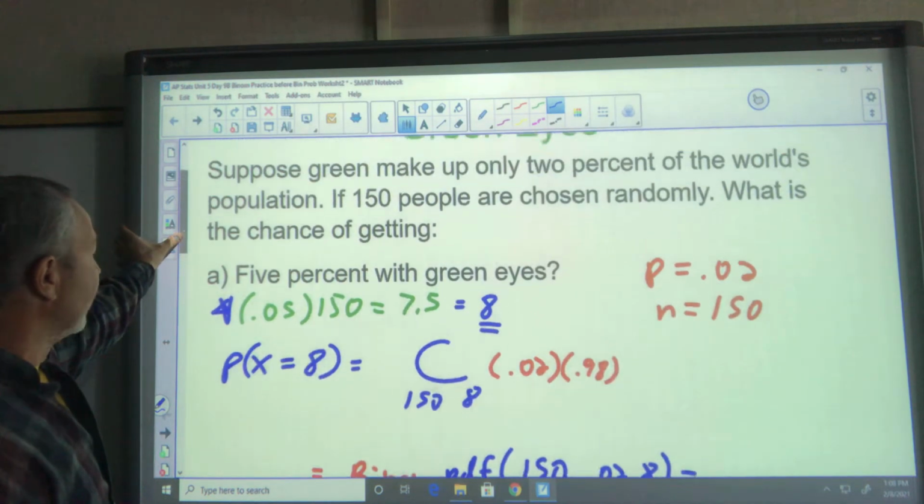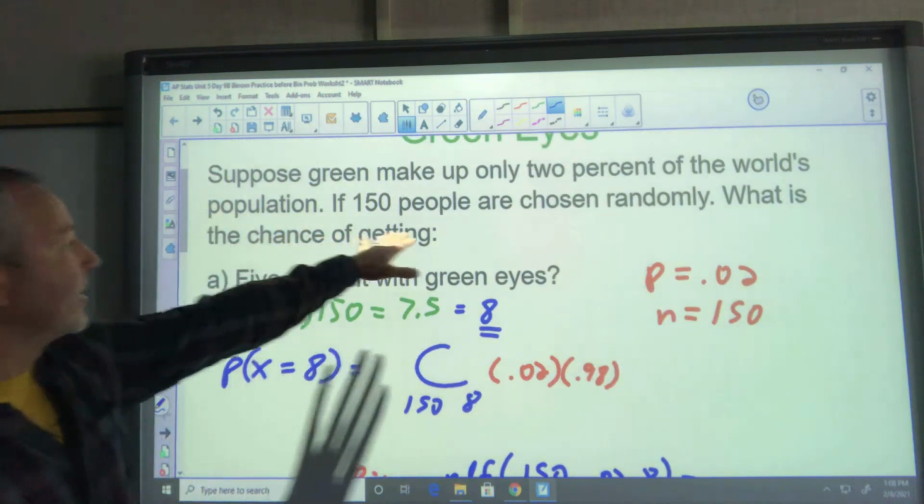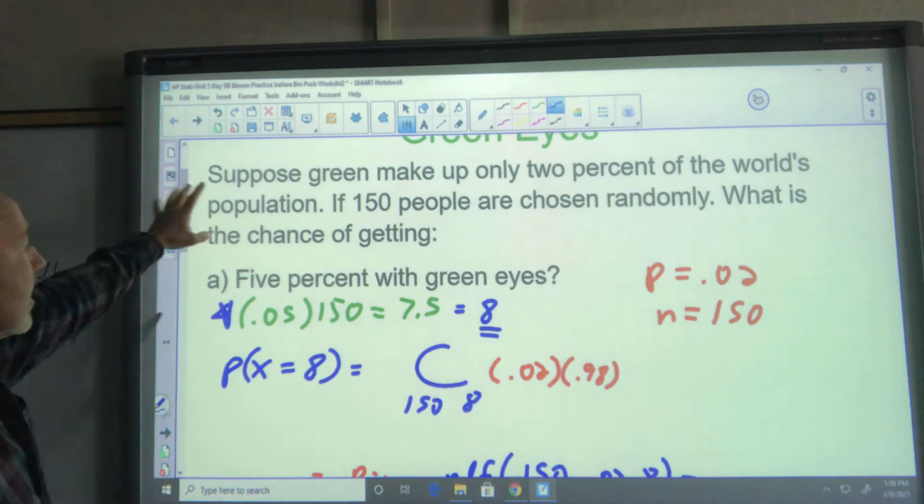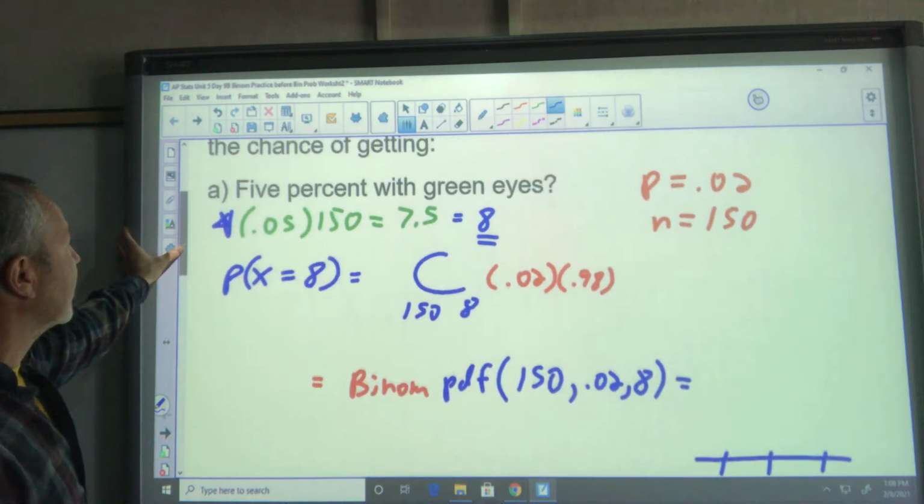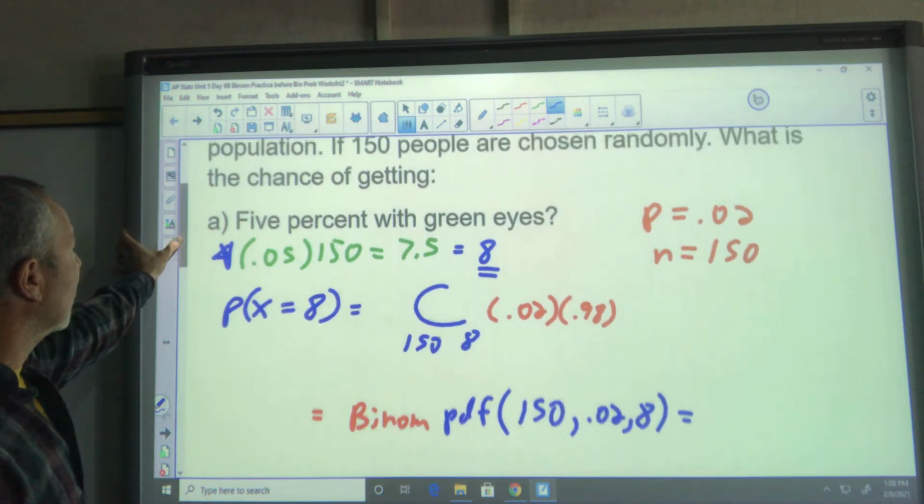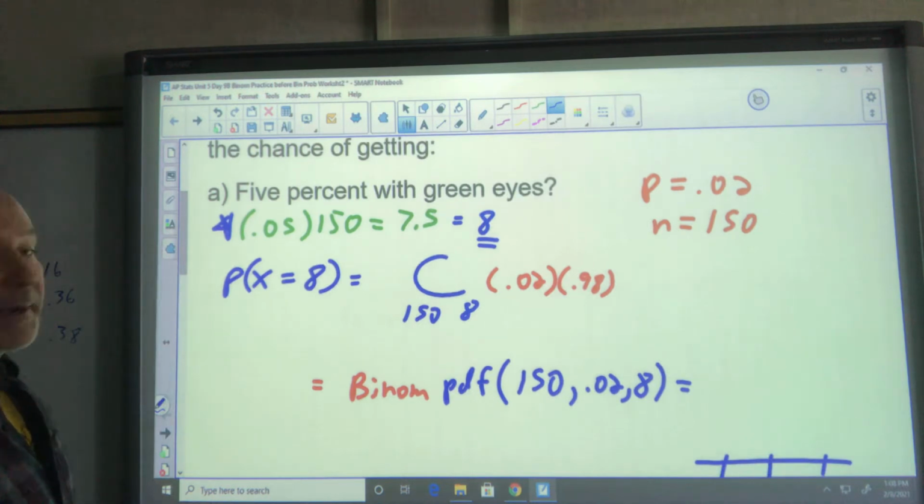Okay, and it says the sample is randomly chosen, and that's important. I have 150 people in my randomly chosen sample. What is the chance of getting 5% with green eyes?